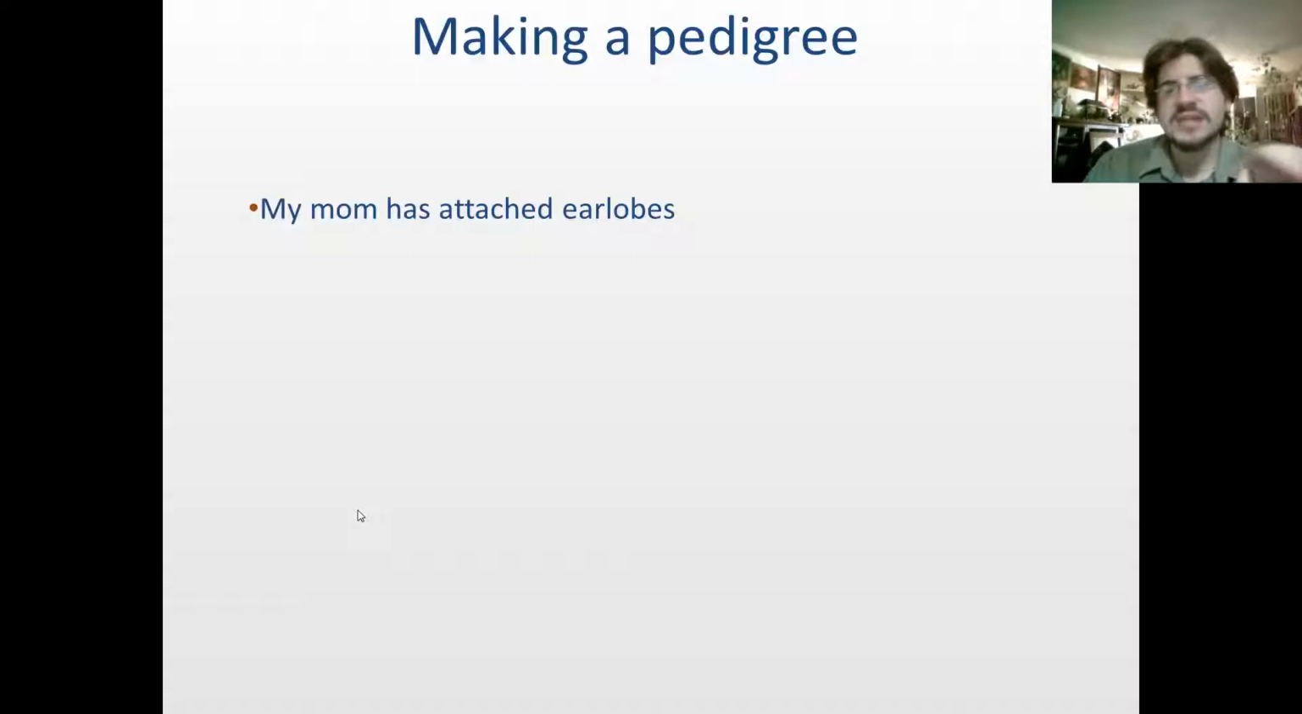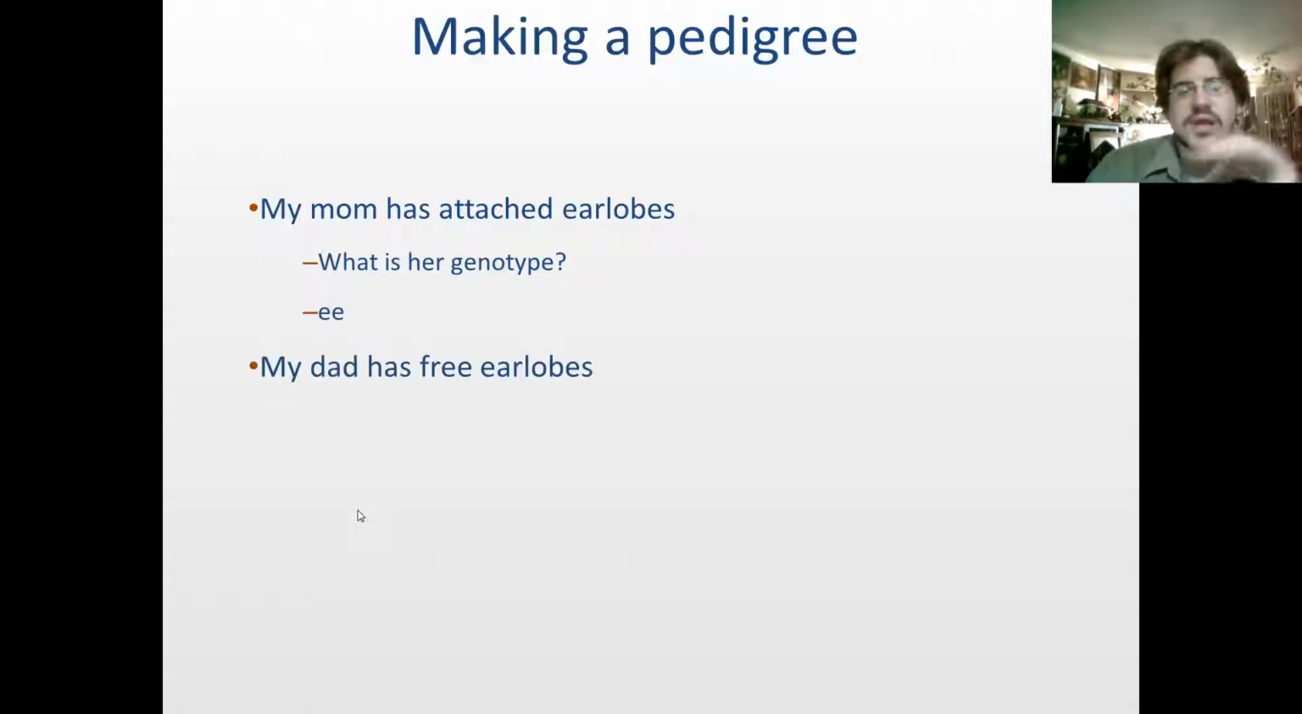My mom has attached earlobes. We know her genotype because attached earlobes are recessive. The only way you show the recessive phenotype is if your genotype is homozygous recessive. Easy. My dad has free earlobes. What's his genotype? We don't know for certain. It could be homozygous dominant or heterozygous.